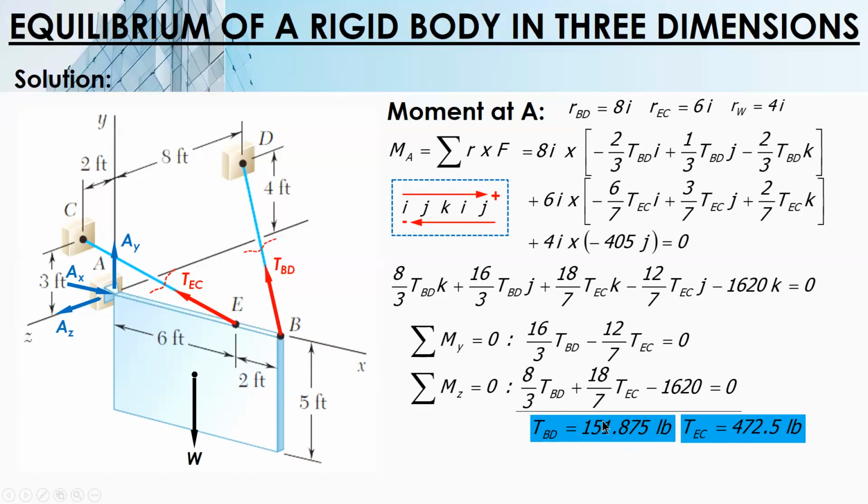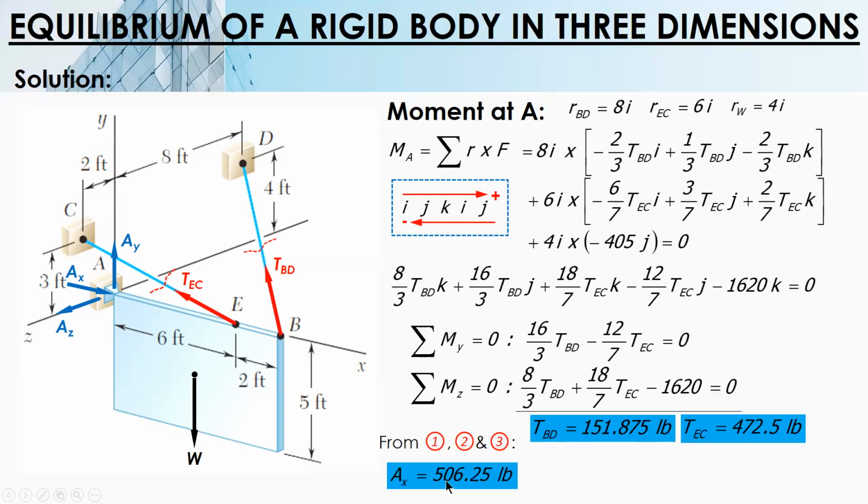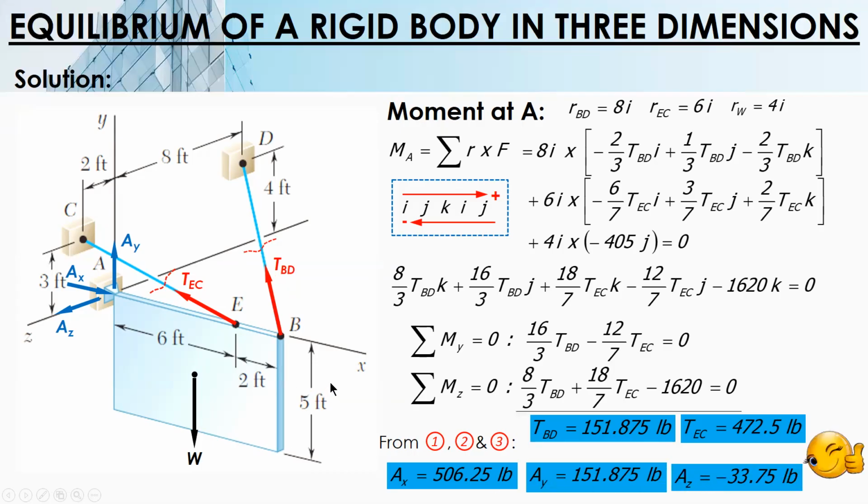Now, after solving for TBD and TEC, you can go back to equations 1, 2, and 3 to solve for AX, AY, and AZ. So, from 1 to 3, you now have the values of TBD and TEC. Therefore, you can now solve for AX, AY, and AZ. This one. AX, AY, and AZ. So, una na lang ang 3 dimensions. Just make sure na distances nimo correct and also in performing cross product correct also.